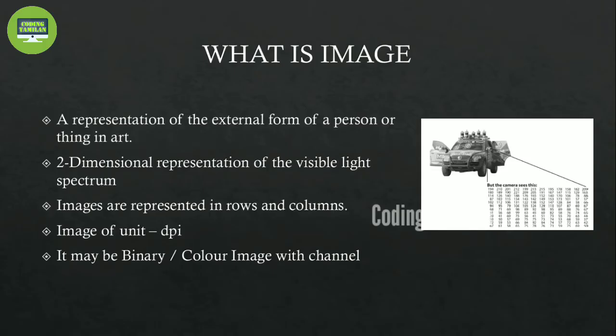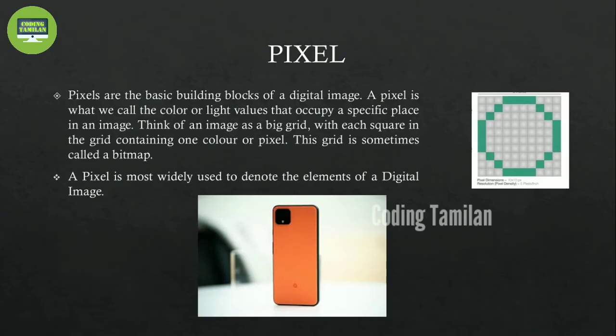An object will be present in the image, or a non-object will also be present in the image, but it will definitely be formed as an image. See this car, this is captured by the camera, so we know it is an object, a car is an object, but the camera knows it as pixel values. It will be determined only depending on the pixel values. Next, what is a pixel?